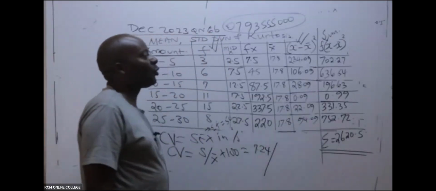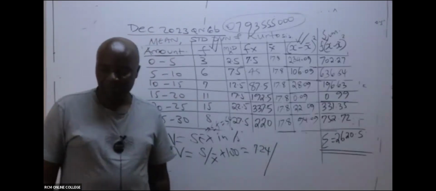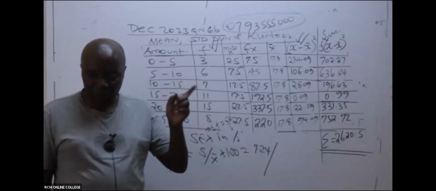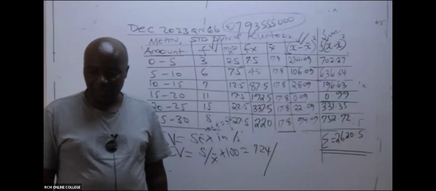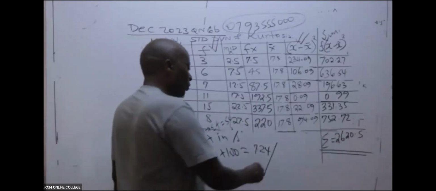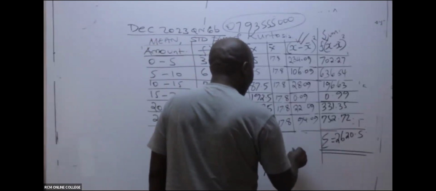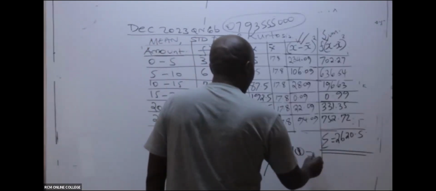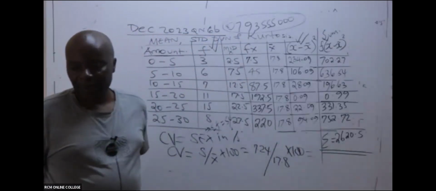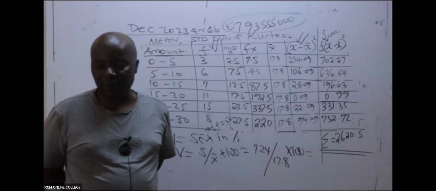Do we have X bar? Is there somebody who is able to remember X bar, the mean? Somebody talked to me this morning. 17.8. 17.8 times 100, which in this case will end up giving us what percentage? 7.24 divided by 17.8 times 100.